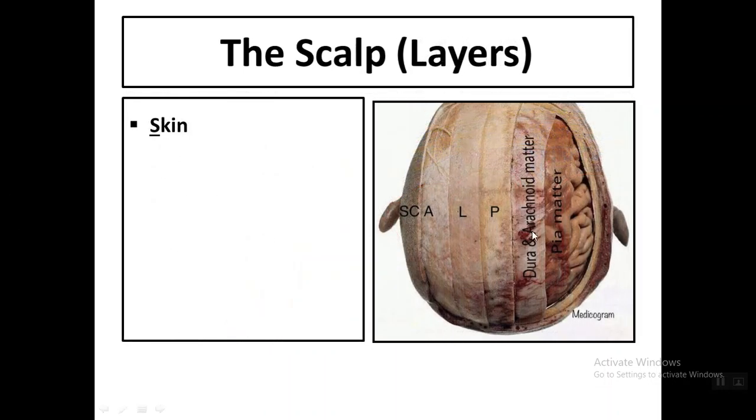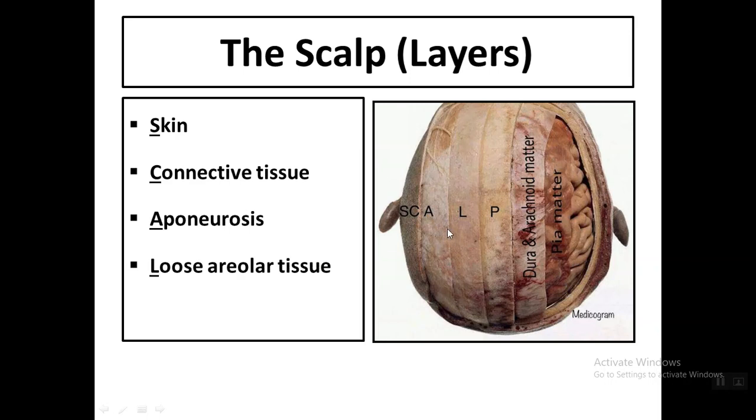These are how they appear on gross examination of the scalp. As we said before, this is the skin. Next to it is the connective tissue and aponeurosis, loose areolar tissue, and lastly the periosteum, or another name is the pericranium. قاعد نشوف هنا انه pericranium is covering the skull bone.